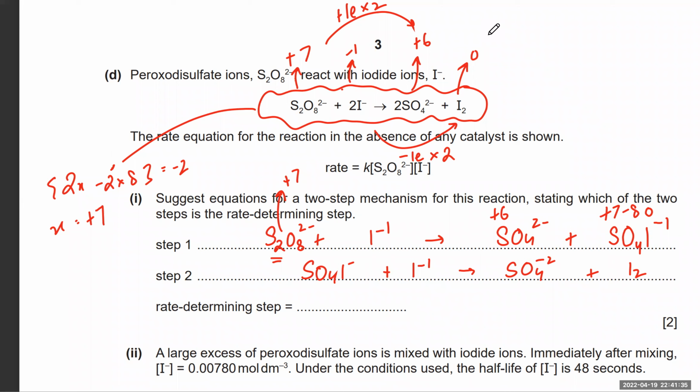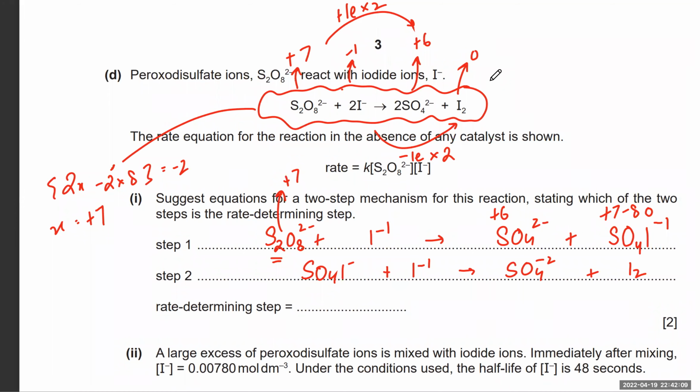You're free to choose. You can contribute. What steps do you think should be there? It could basically be any step. It depends which one you start with. You can make up anything in this case, but I think that's the most feasible one that I can think of. And now you have to decide which one is the slow step.